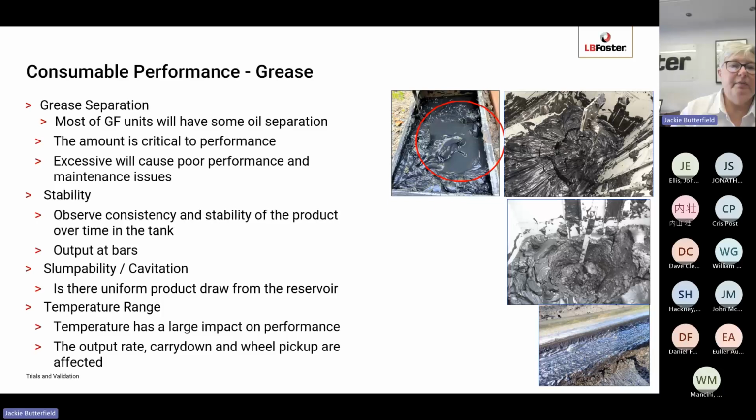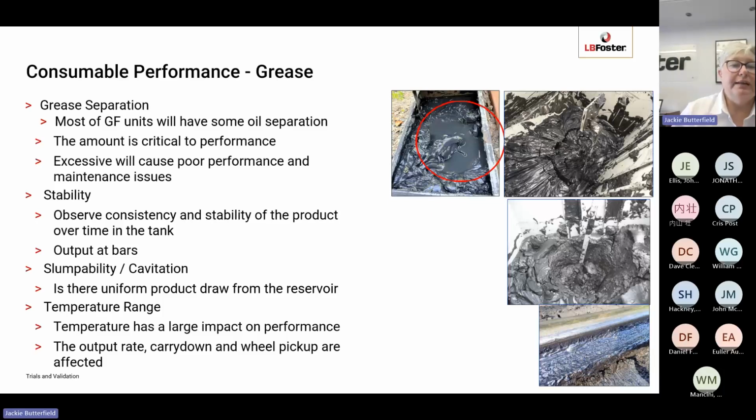The stability of the material as well is important. So the consistency and how stable it is over time. How well does it perform in terms of through the bars, in the product tank, in terms of it moving down the tank? Does it slump fully into the bottom of the tank? Does it cavitate? Does it stick to the walls of the tank? Is there a uniform product draw through that reservoir?